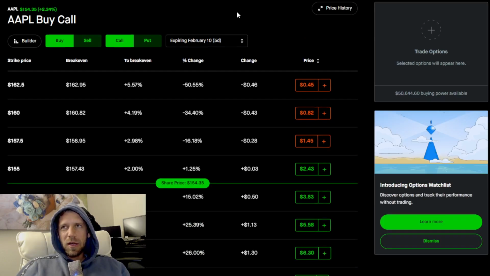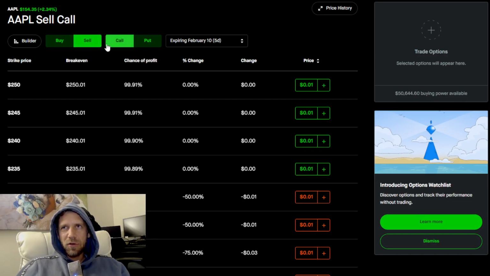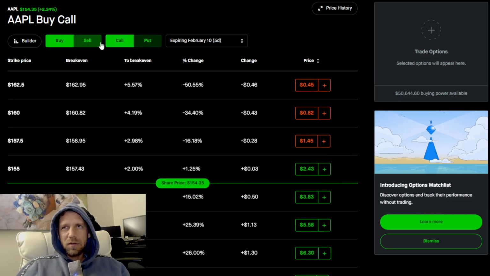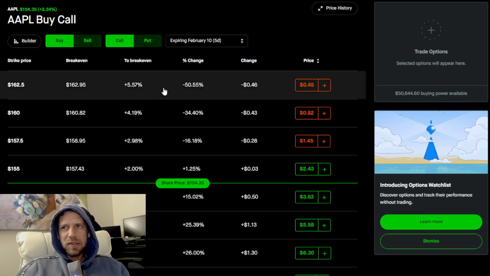Here's how you put on a calendar spread. What you want to do, see these 4 buttons? Those are the 4 choices whenever you're playing with any kind of options. Buy call, sell call, buy put, or sell put. For right now, you need either calls or puts. You don't need both. For calendar spreads, it's the exact same thing. There's no difference. You don't need both.